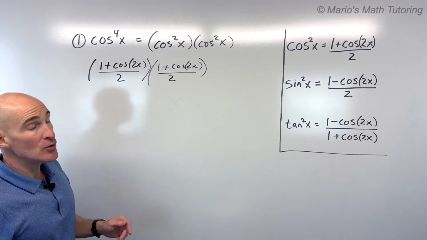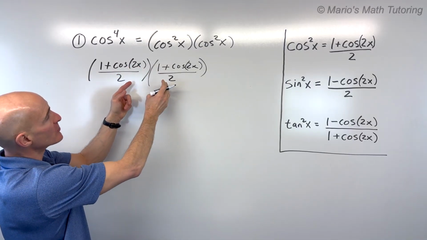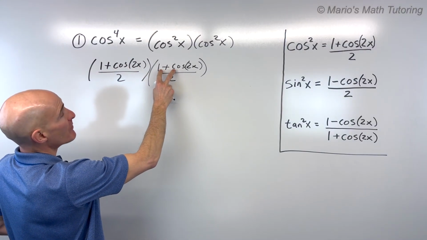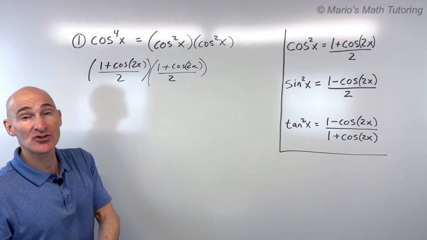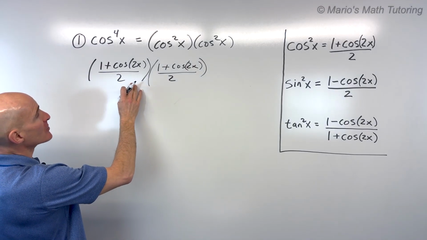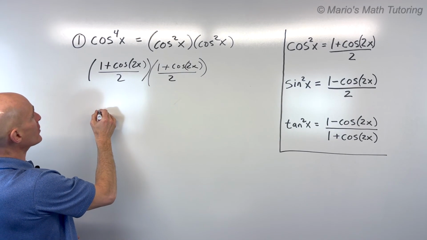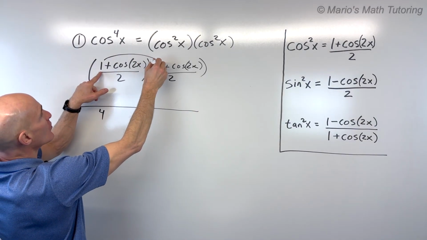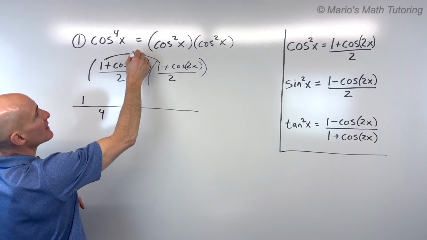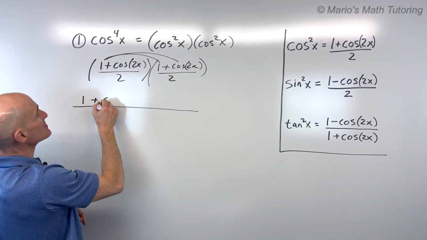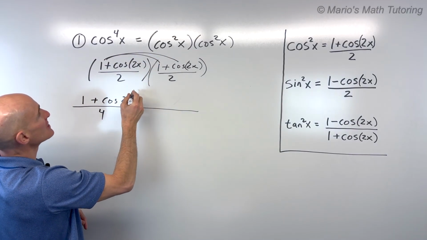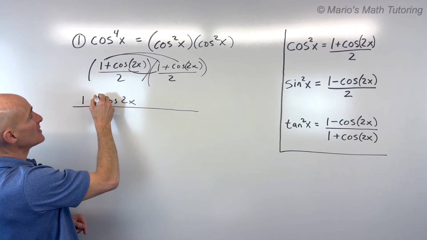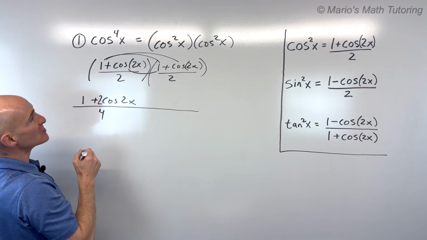Okay, now what we need to do is multiply the numerators together and the denominators together. But the numerator, we have a binomial times a binomial. We have to FOIL that out or distribute twice. The denominator, 2 times 2, that's just going to give us 4. So we have 4 down here in the denominator. 1 times 1 gives us 1. 1 times cosine of 2x gives us cosine of 2x. Cosine of 2x times 1 gives us another cosine of 2x. So let's write that as 2 cosine 2x.